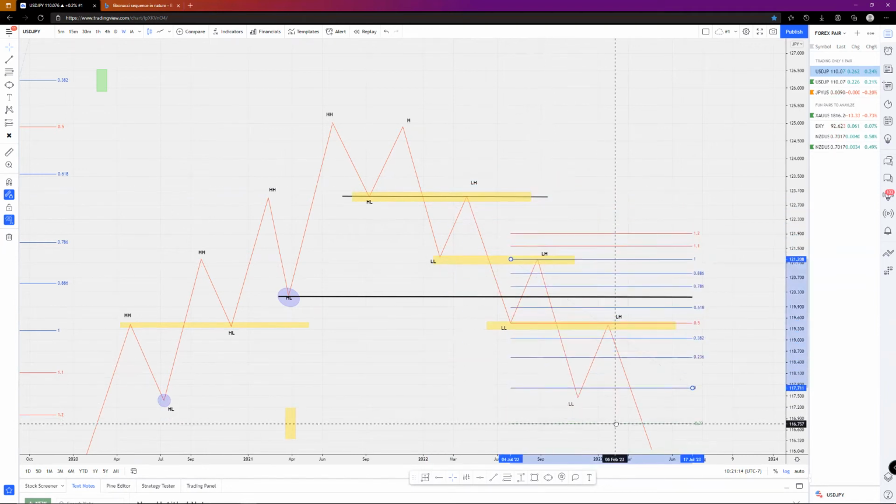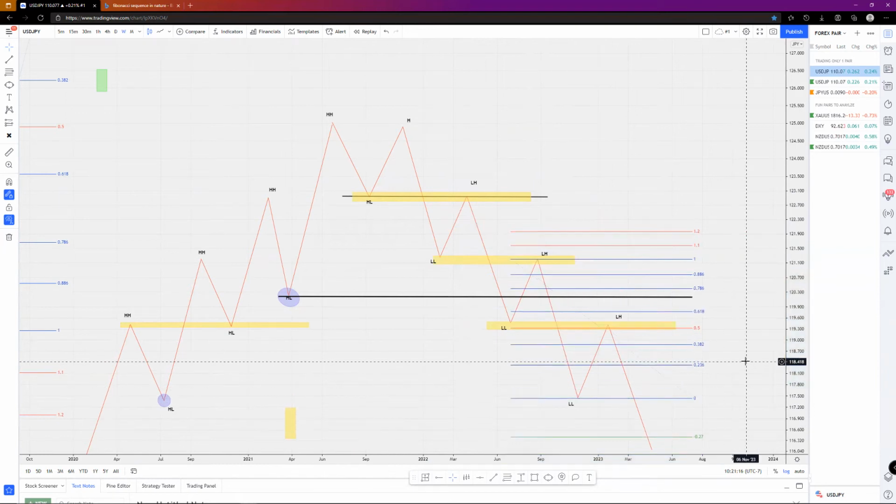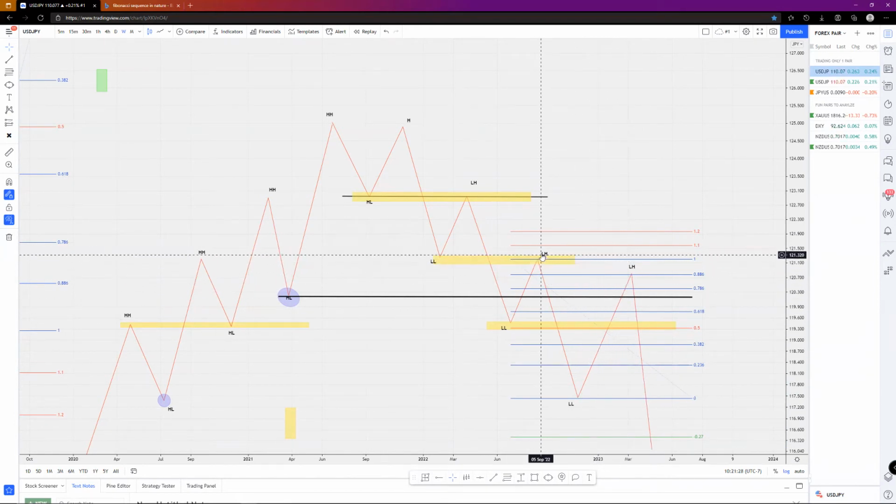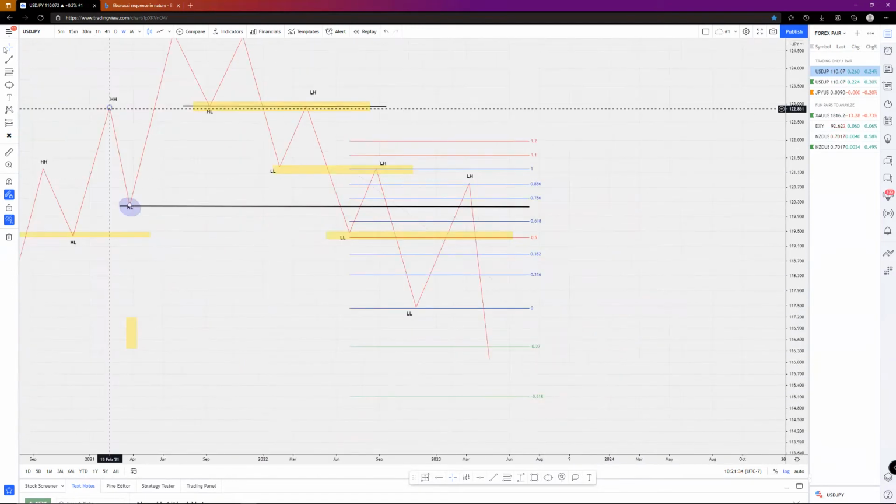So let's just modify our fibs once again. Same thing. It does not matter where it goes. It can go all the way up here. It still is valid as a lower high all the way until it breaks the previous valid lower high. You see? And the only other thing I will say is this.